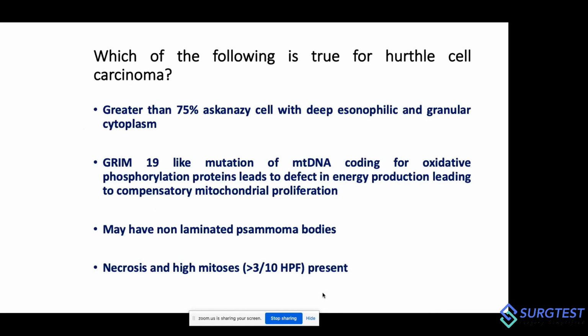A. It is a differentiated cell carcinoma. There should not be high mitosis. High mitosis means it is a poorly differentiated carcinoma. I stressed upon this point.